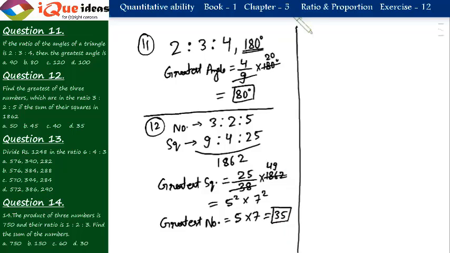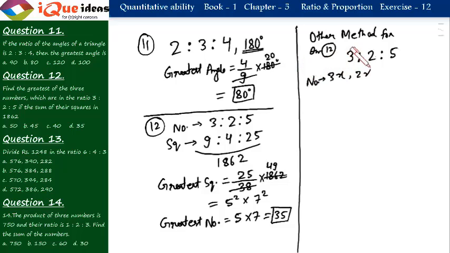Let's take another method for question number 12. Let's assume the ratio of the numbers given is 3 is to 2 is to 5. So let's take the numbers to be 3x, 2x and 5x and use the equation method. How? Squares. So 3x square plus 2x square plus 5x square. This total sum of squares should be 1862.